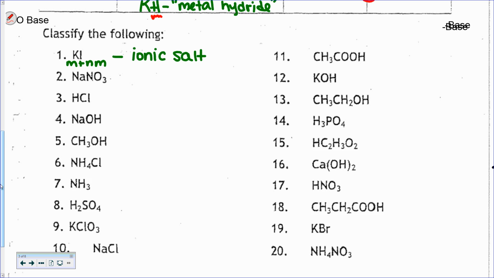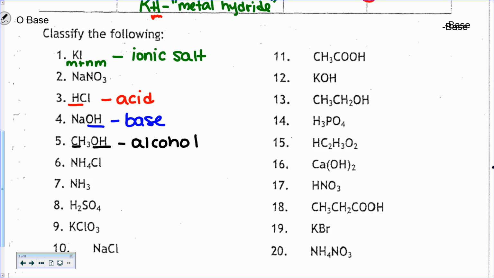If I skip down to something like number 3, I see an H in front. That means this is an acid. If I do number 4, I see an OH. OH is not with a C, and I don't see another O, so this must be a base. But number 5, when I look there, I see OH, but I also have a C. This is an alcohol.